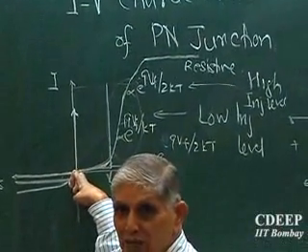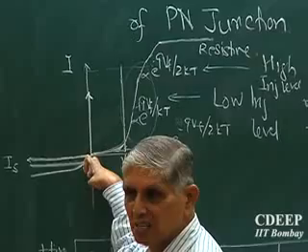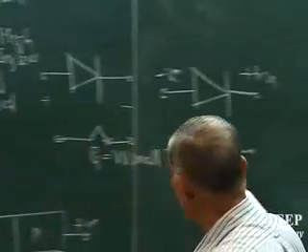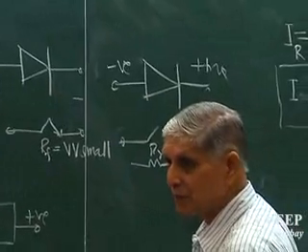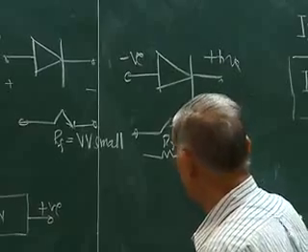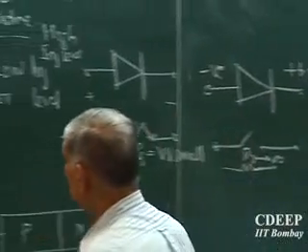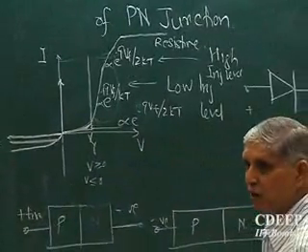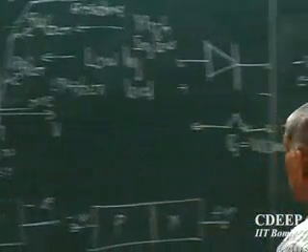RR is not infinite, but it is finite, large enough, but finite. I want it to be infinite. Ideally it looks to be, but it's not. There is a finite RR value. In the same way, the current doesn't shoot up infinitely in forward bias, therefore it has a forward resistance. So what should a good diode be?